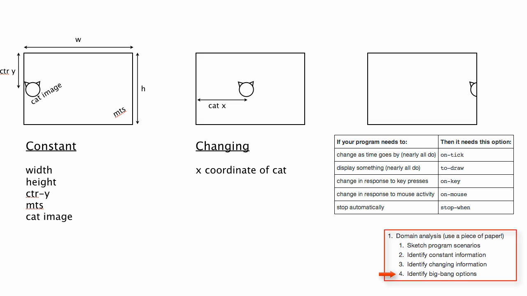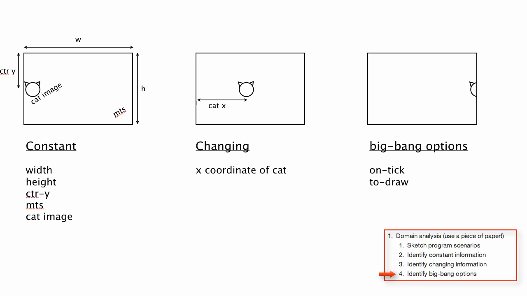So this program has information that changes as time goes along because the x-coordinate of the cat, this value here, changes as time goes on. So that means that we're going to need to use the on-tick option to Big Bang. And this program also has behavior that we see, the display changes. And so that means we're going to need to use the to-draw option to Big Bang. Once we've done that, we've done the analysis for this program.